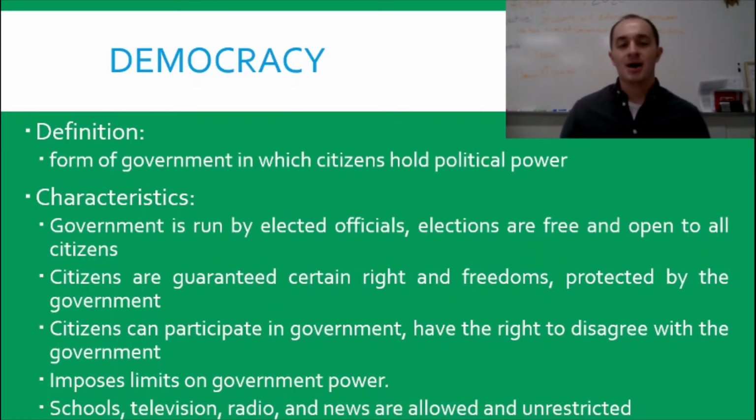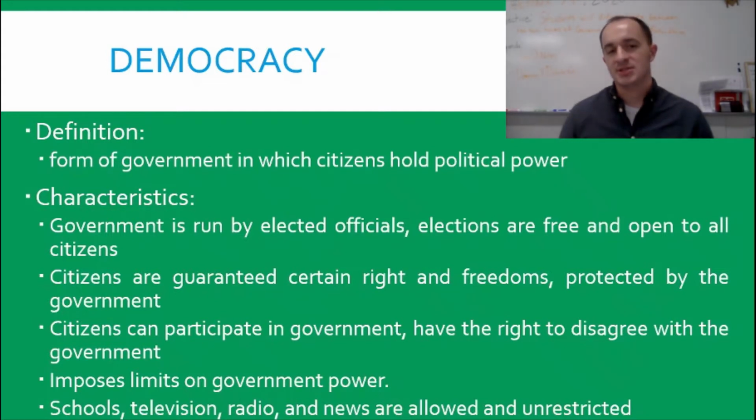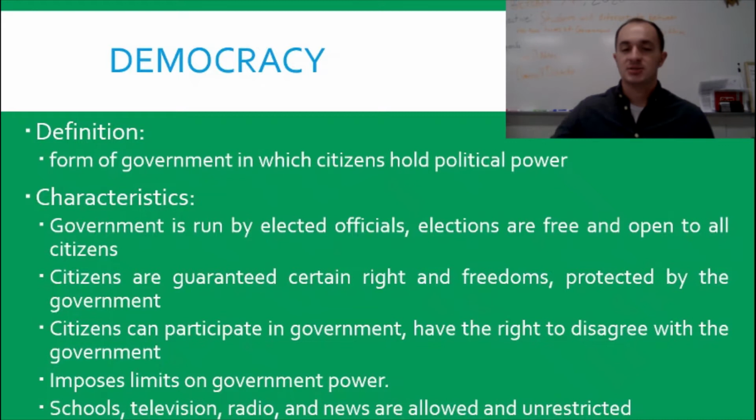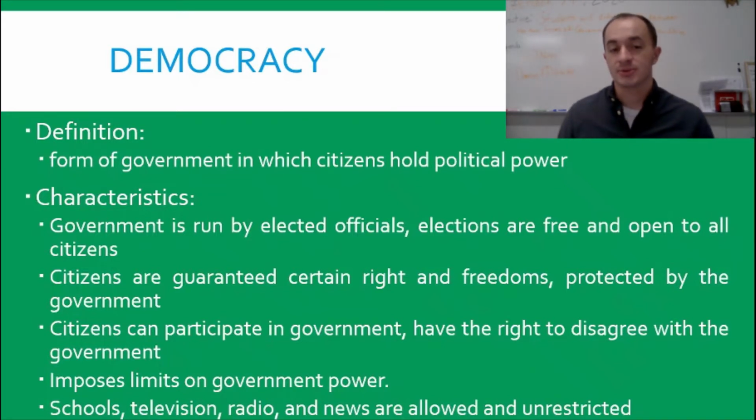So now we're going to talk about democracy as a whole. Democracy is one of the two types of governments we see in the area. The definition of democracy is a form of government in which citizens hold political power. So democracy is a government run by the citizens through something like a vote. A pure democracy would be everyone in the country voting and basing all elections and legislation on the results of those votes.